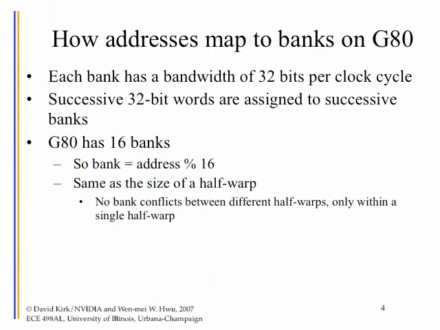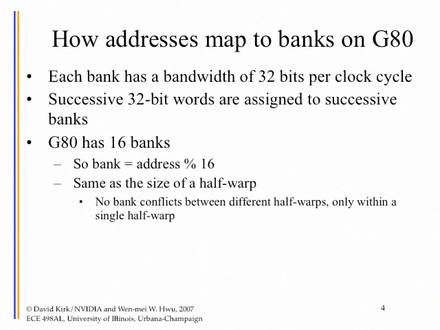So how do addresses map to banks on the G80? Each bank has a bandwidth of 32 bits per clock cycle. Successive 32-bit words are assigned to successive banks. And the G80 has 16 banks, so the bank is really the remainder when you divide the address by 16, the least significant 4 bits. How does the hardware detect a bank conflict?